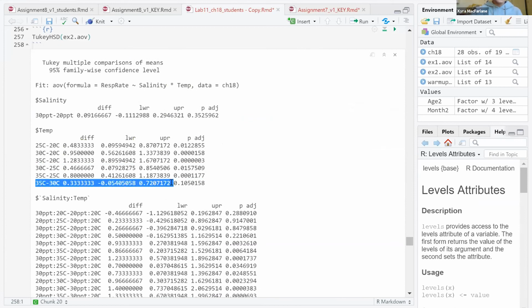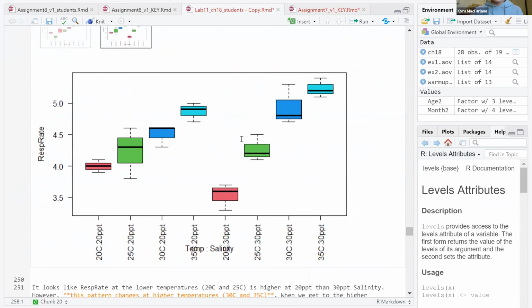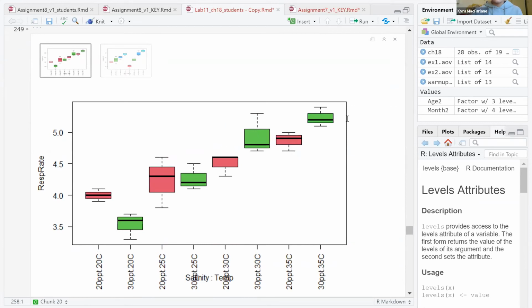Finally, 35 degrees Celsius versus 30 degrees Celsius. This is greater than 0.05. So there is no significant difference between 35 degrees Celsius and 30 degrees Celsius in terms of the respiration rate. So that would be comparing these blues to each other, right? These two are not significantly different. This group and this group are not significantly different from each other.